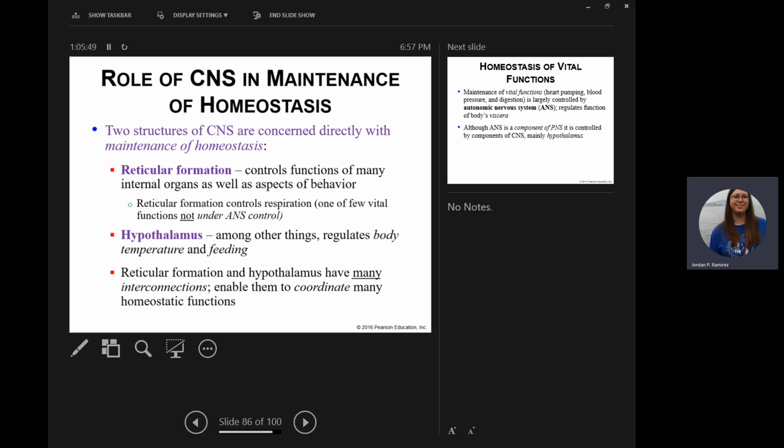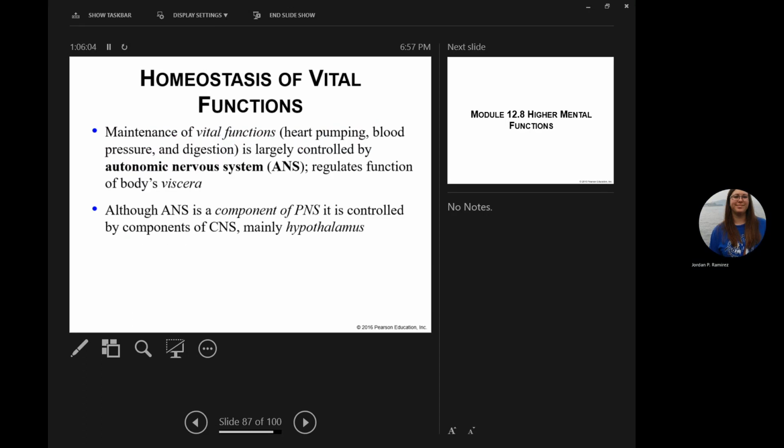The hypothalamus, among other things, will regulate body temperature and feeding. Darn, I hate my hypothalamus. The reticular formation and the hypothalamus have many different interconnections that enable them to coordinate many different homeostatic functions.